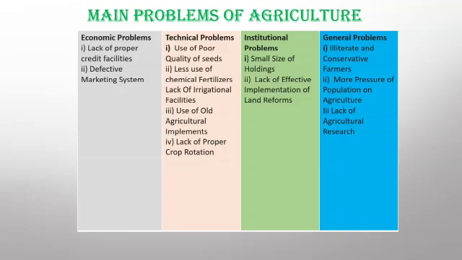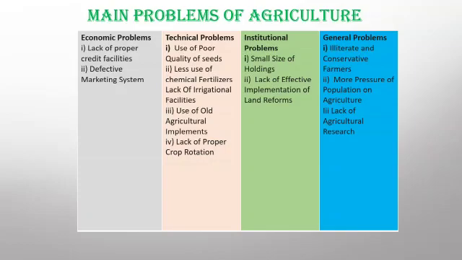Next one is more pressure of population on agriculture. We can see there is hidden unemployment found in agriculture. It means more than the required people are engaged in agriculture. About 48% of the working population in India is engaged in agriculture. Due to this reason, the pressure of population on agriculture is rising continuously.